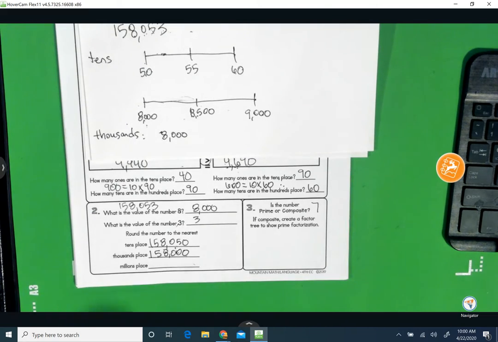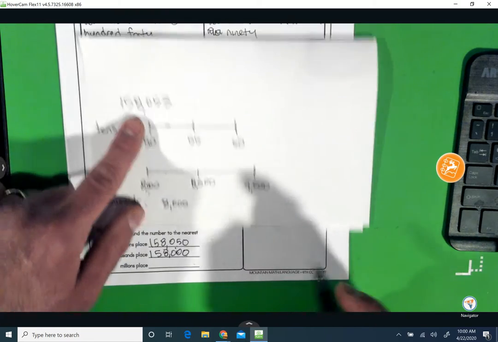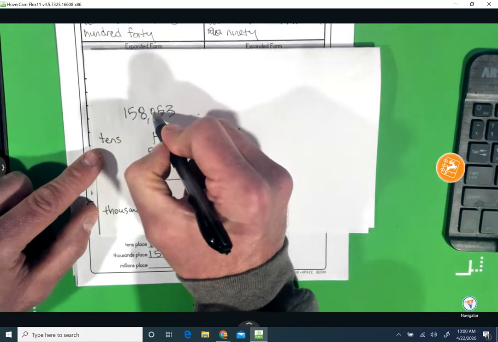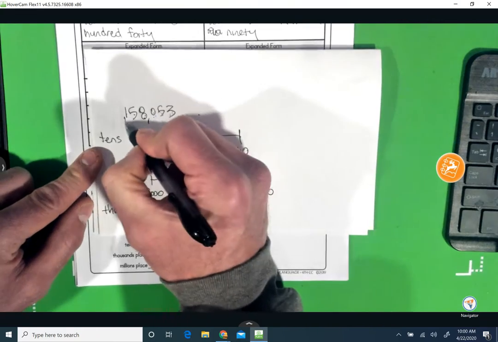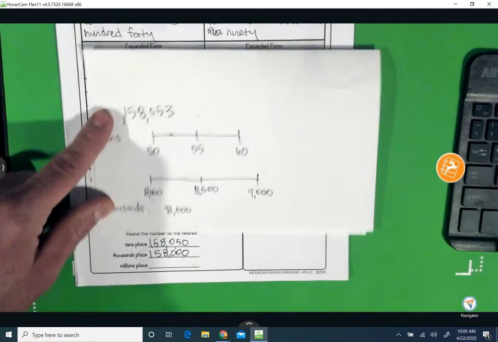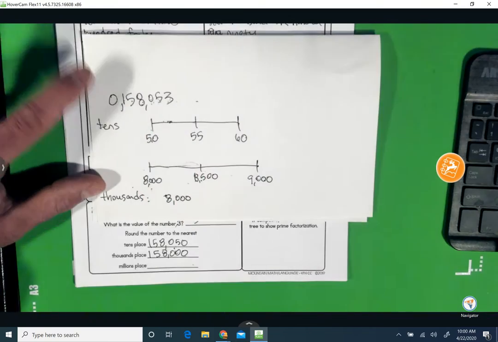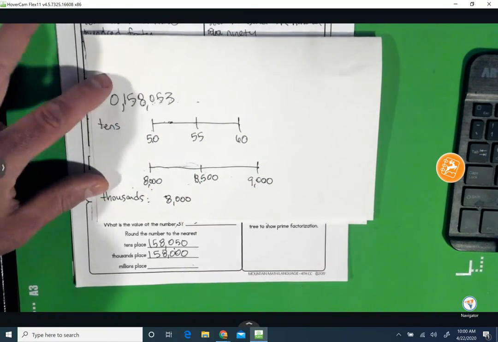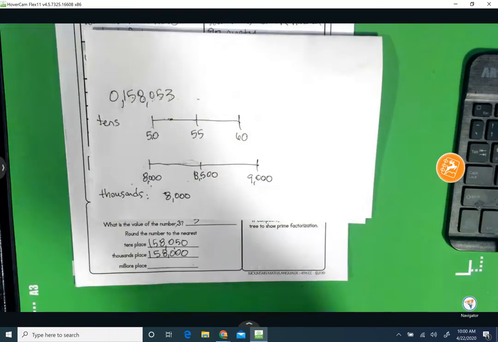Now we're rounding to the millions place. In 158,053, we have ones, tens, hundreds, comma. Then you have the thousands, the 10,000s, and the 100,000s. There is no digit in the millions place as of yet. There always sits a 0. The value of the millions place right now is 0 because there's nothing there.